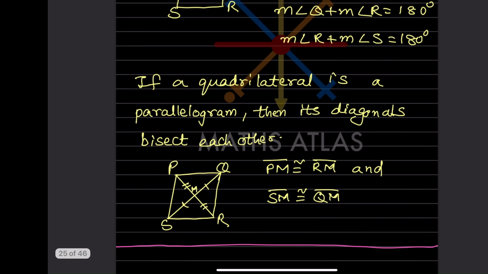If a quadrilateral is a parallelogram, its diagonals bisect each other. These are the diagonals and they bisect each other. This is called the right angle, and this will be 90 degrees. So what we can say here is M: PM is congruent to RM, and SM is congruent to MQ.